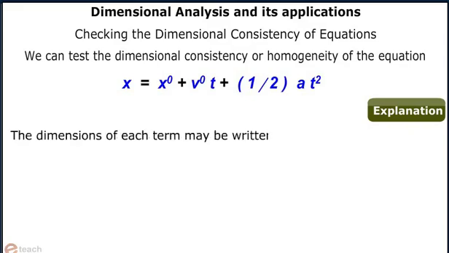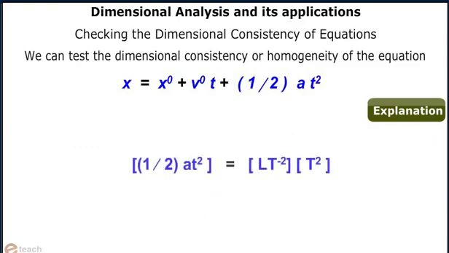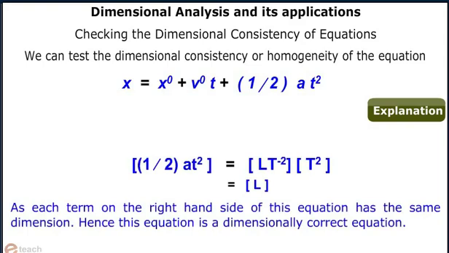The dimensions of each term may be written as: for x it is L, for x naught it is L, for v naught t it is L T^-1 into T, which is also L. Half a t square equals L T^-2 into T square, which is also L. As each term on the right hand side of this equation has the same dimension, hence this equation is dimensionally correct.